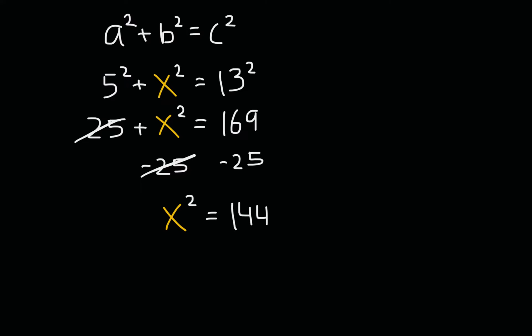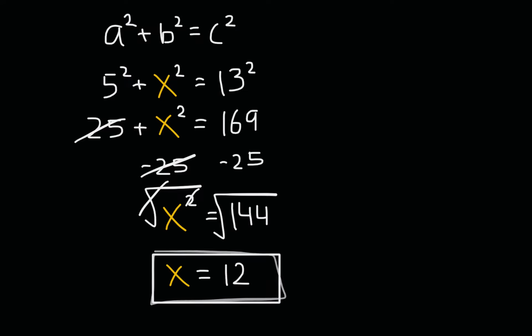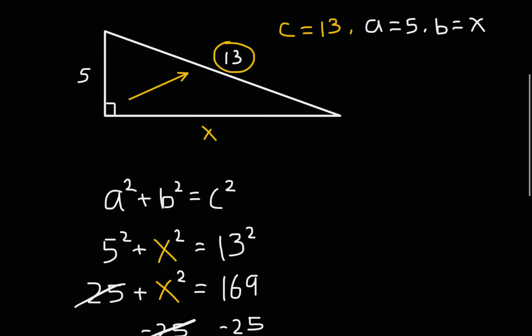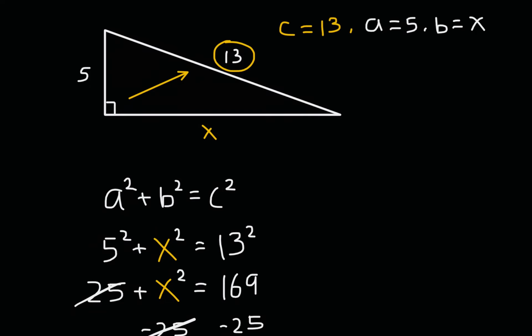All right, and now finally to get x, all you have to do is square root both sides. Once you square root, on the left-hand side, the square cancels out, so you are left with x. And on the right-hand side, you are left with 12. So that is the final answer. X is equal to 12 in this case. So what that means is that for this triangle, x here is equal to 12. All right? So that's one example.